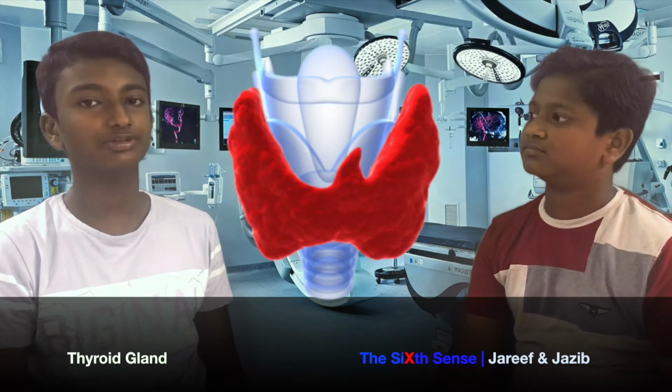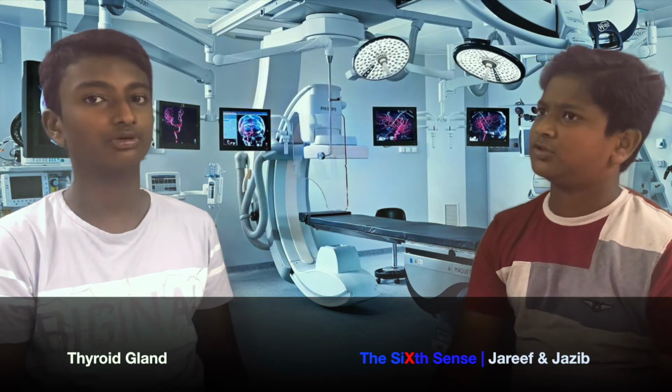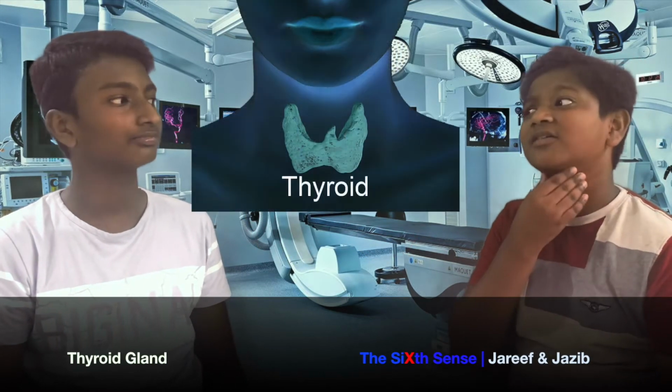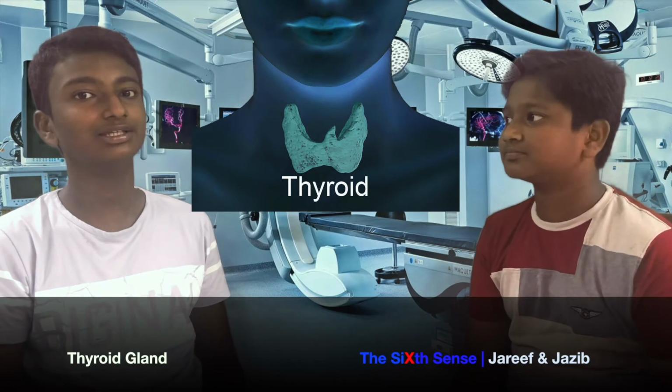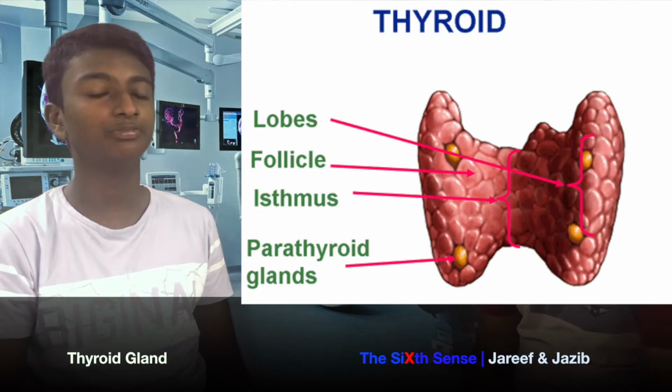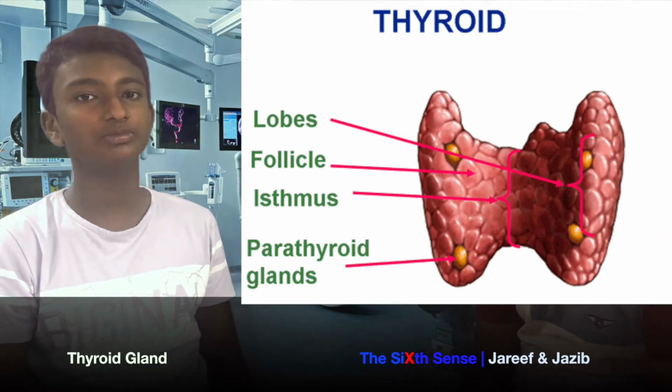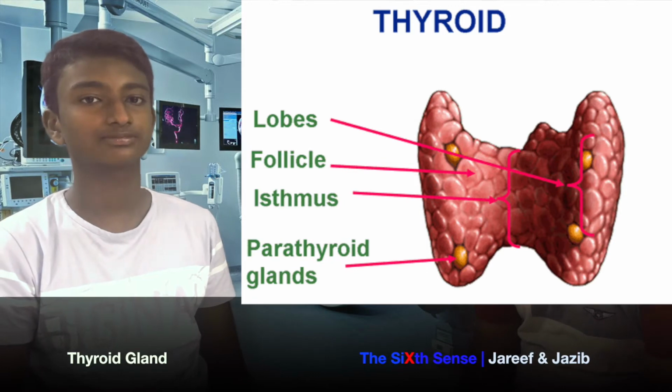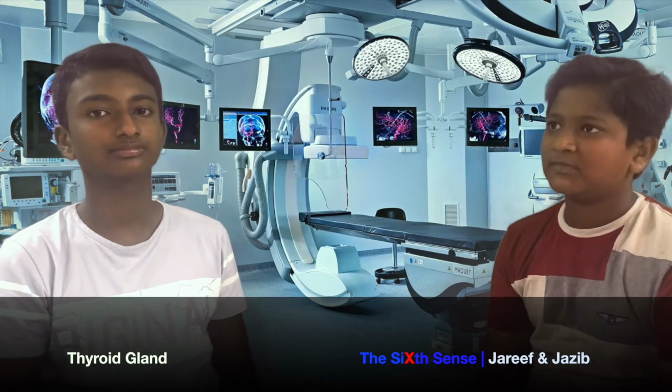The thyroid gland is located in front of the trachea and above the Adam's apple or larynx. Like about here? Yeah. In fact, it's divided into two sides, the right lobe and the left lobe. These two lobes are connected by an isthmus. Okay, I understand. So what does the thyroid gland do? The thyroid gland actually controls all the metabolism inside the body.